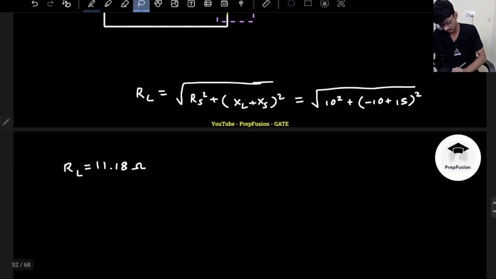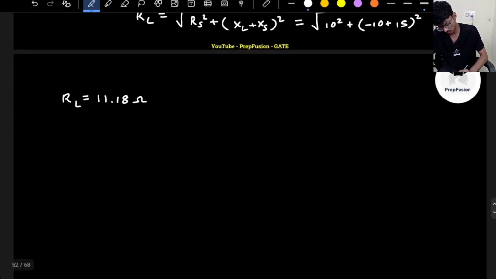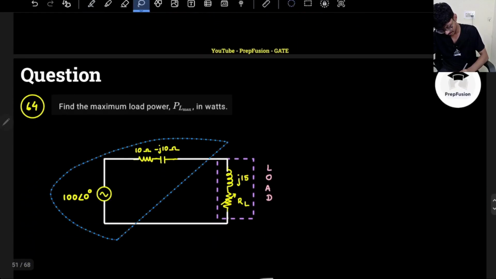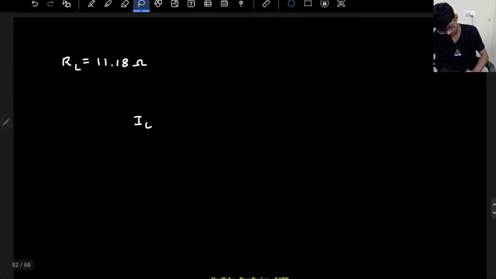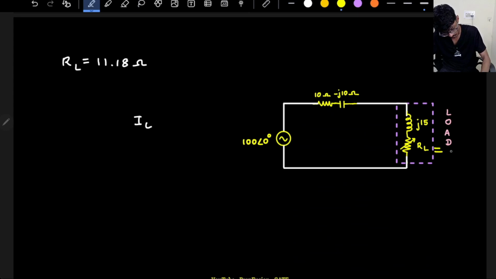Okay, so it is 11.18. Now this is the RL for which the maximum power transfer will happen, but they have not asked this, right? They have asked what is the maximum power transferred. So I have to find out the PL max. For that, I first of all need to calculate the IL. So basically this circuit will be replaced with RL equal to 11.18 ohms.